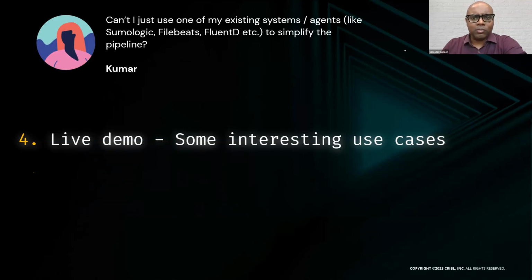Can't I just use one of my existing systems to simplify the pipeline? That is actually a good question, and that's a logical question to ask. For example, FluentD is something that I get asked about all the time. FluentD is open source, so why can't I use FluentD? The problem becomes everything has its trade-offs.